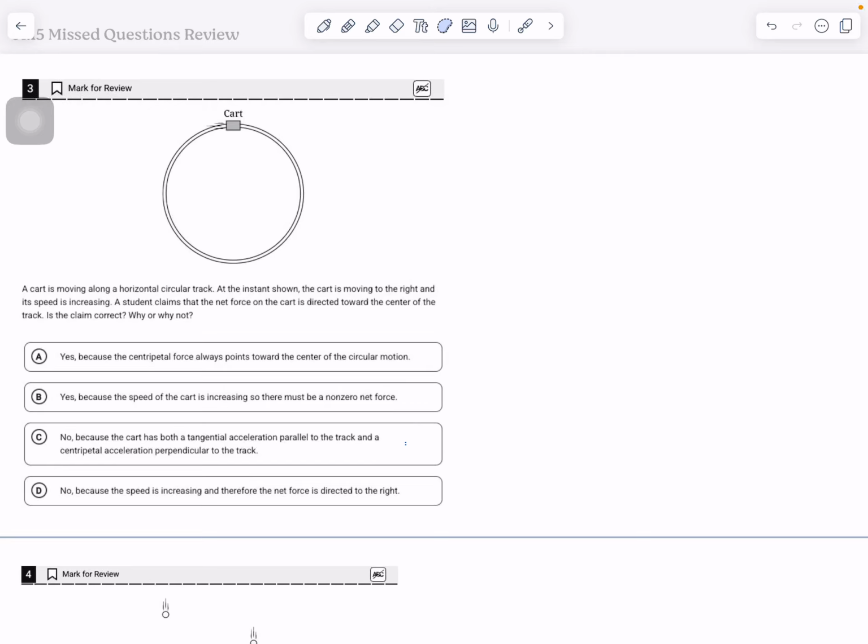Okay, a cart is moving along a horizontal circular track. At the instant shown, the cart is moving to the right and its speed is increasing. A student claims that the net force on the cart is directed toward the center of the track. Is this claim correct? Why or why not?